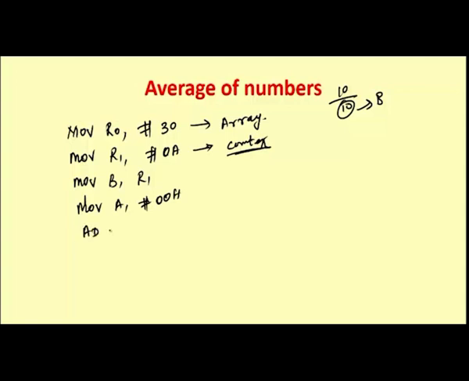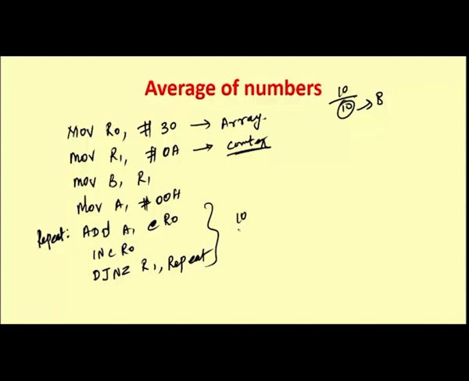Now you add the value: ADD A, @R0. The first value is added, then you increase the location to get the next number, then decrease and jump if not zero with R1 to repeat. This process is used to add the 10 numbers. After the addition, the result is in the accumulator.